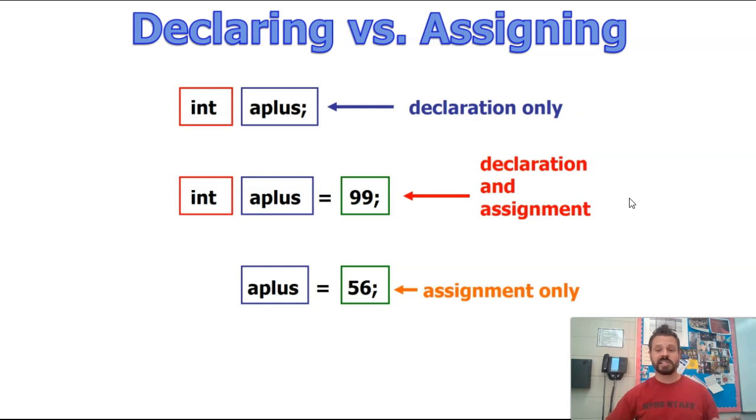We could declare and assign in one line. In this one line, Java sets aside a spot to hold an int called a plus and fills it with a 99. Or if our variable's already been declared, such as up top, we can assign only and fill that spot in the memory referred to as a plus with the 56.